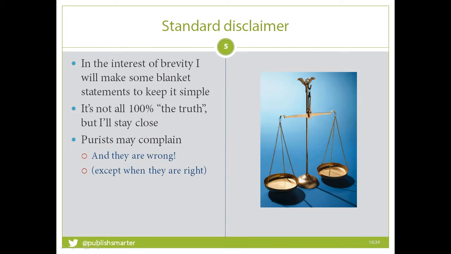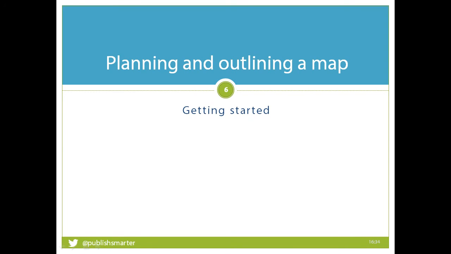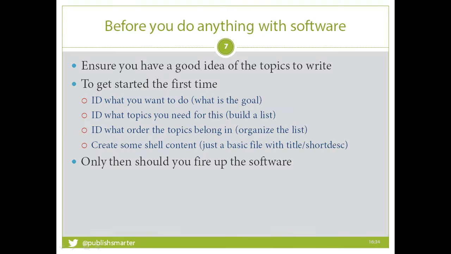Let's get started. And to get started, I'm going to talk about planning and outlining your map. Odds are the most important thing you do when you're working with a map is done before you even start doing anything with the software. You need to make sure you have a good idea of the topics to write. In many cases, you sit down and you brainstorm. To get started the very first time, you'd likely identify some sort of a high-level goal that somebody wants to achieve. Once you know what that high-level goal is, you start to identify the different topics that you're going to need in order to put this together, in order to teach somebody, or in order to guide them, or in order to provide the appropriate reference information.